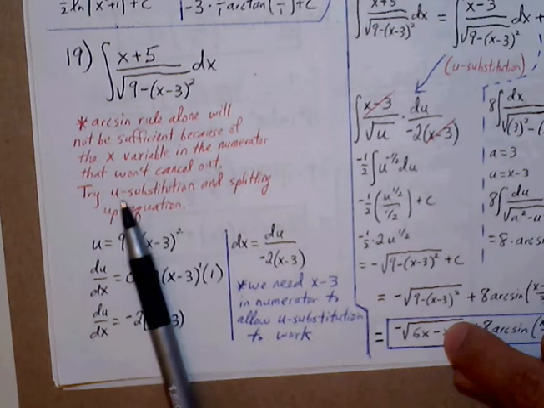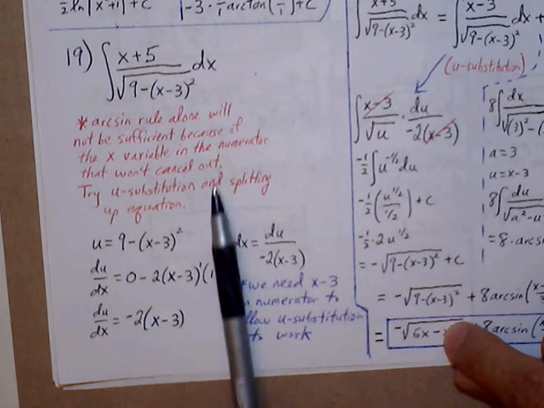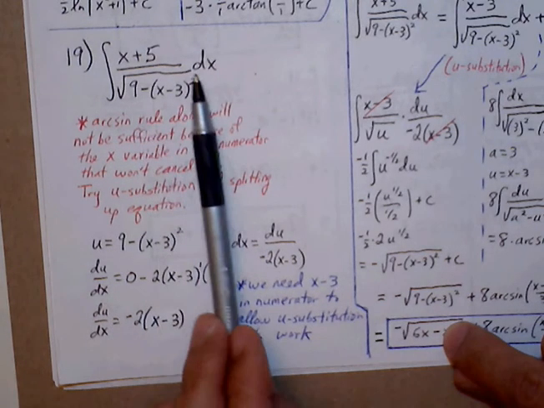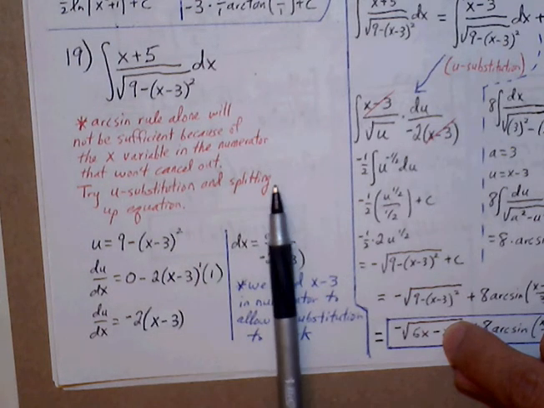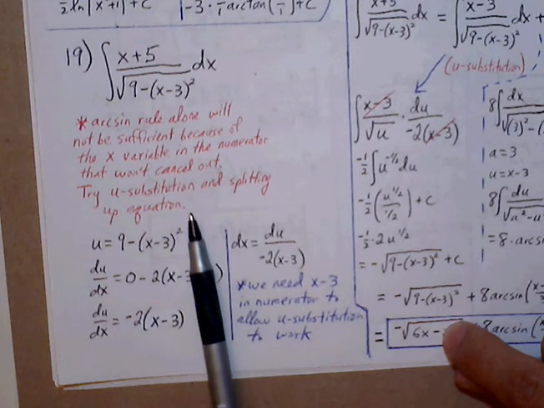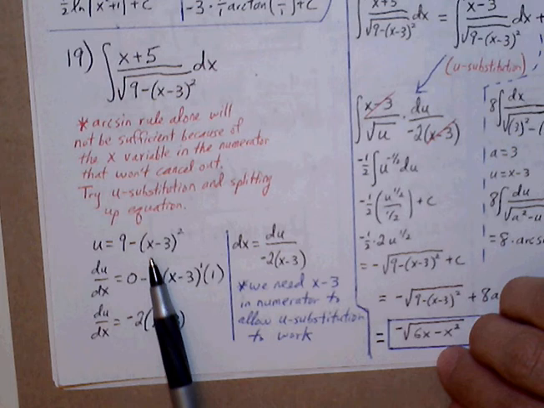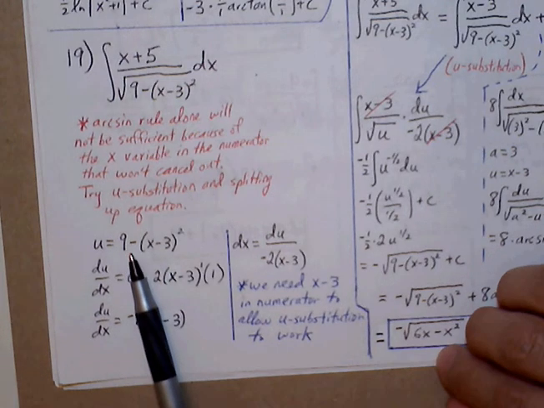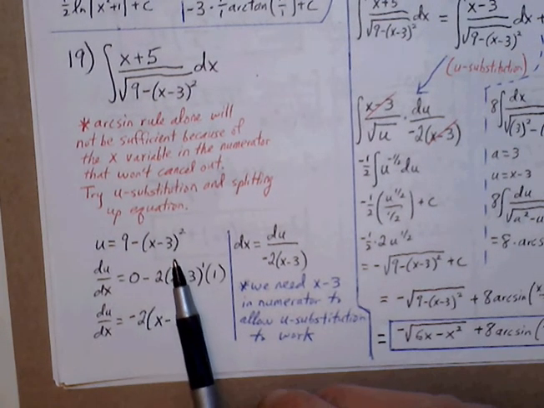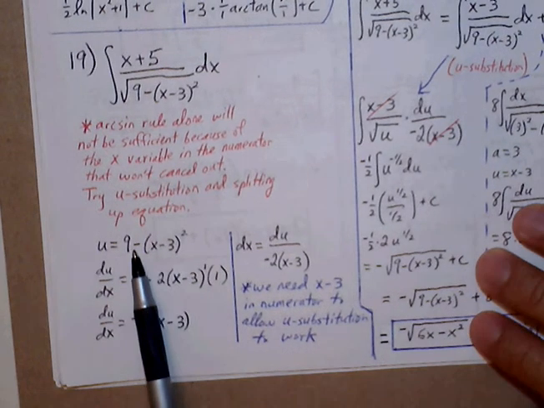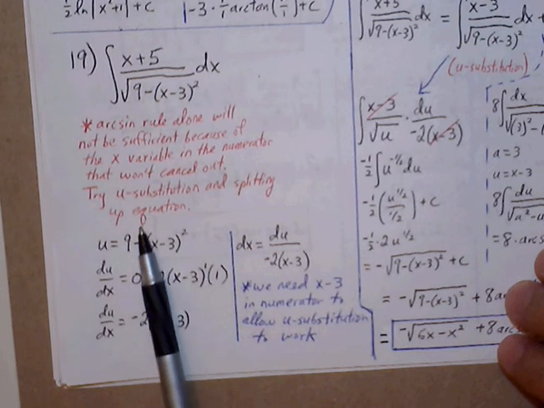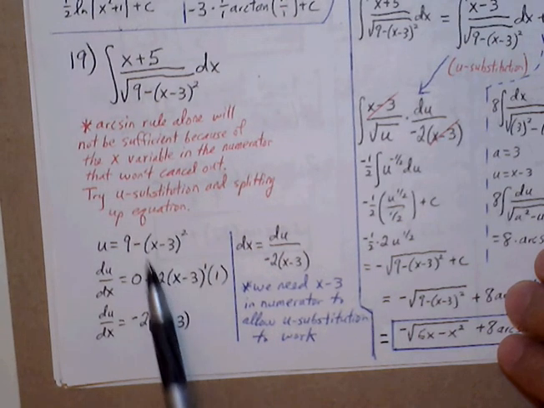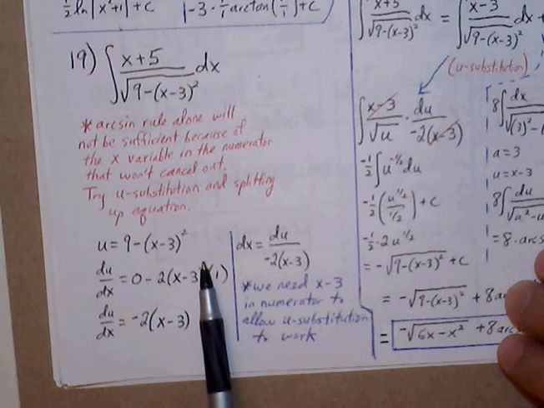However, let's just go ahead and go through u substitution for the denominator, for what's inside the radical, and see what we have left, and see if we can use that to help us decide how we want to split up the equation. So we're going to let the u value be 9 minus parentheses x minus 3 quantity squared. We go through our derivative. 9 is a constant, so it drops down to 0. We can go through the chain rule here. Bring down the 2 in front, keep the parentheses, and subtract 1 from the exponent.